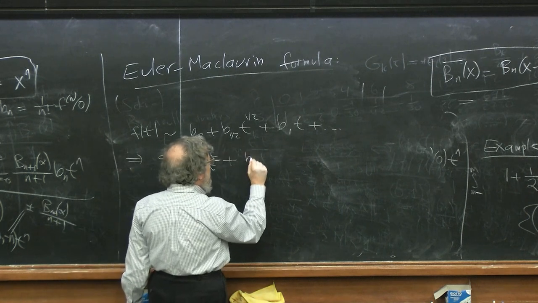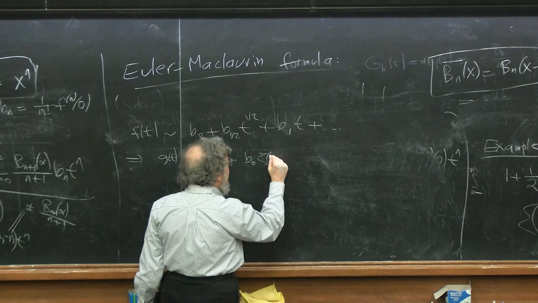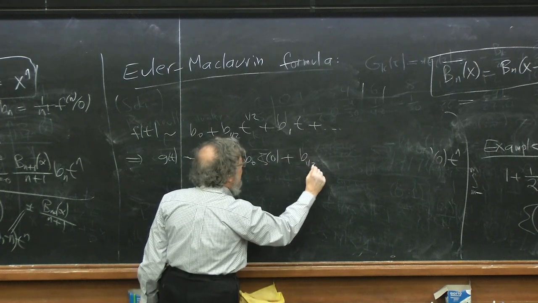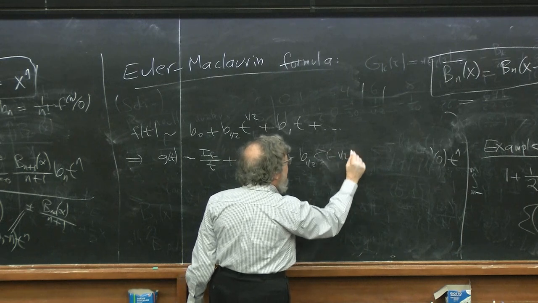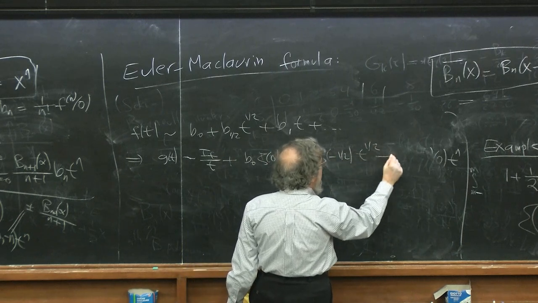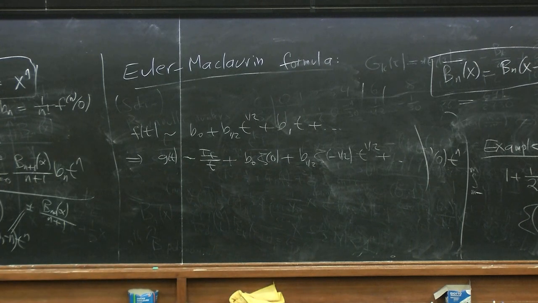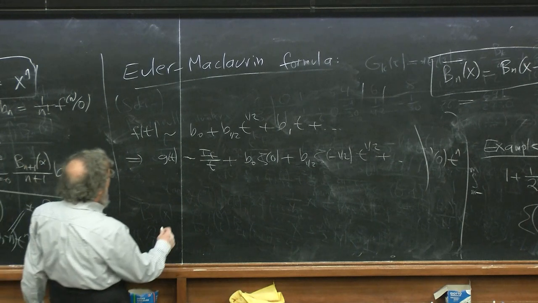And then it'll be b_0 times zeta(0) plus b_{1/2} times zeta(-1/2) times t^{1/2}, and so on, because you just did the Euler argument, and this t^{1/2} is multiplied by the sum 1^{1/2} plus 2^{1/2} plus 3^{1/2}, which is zeta(-1/2). And it's completely legitimate by the same argument.